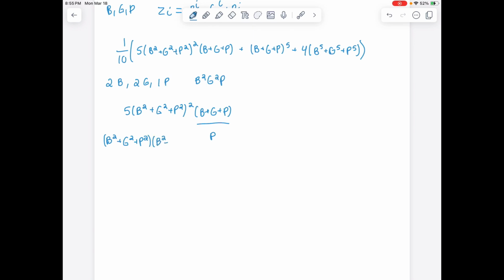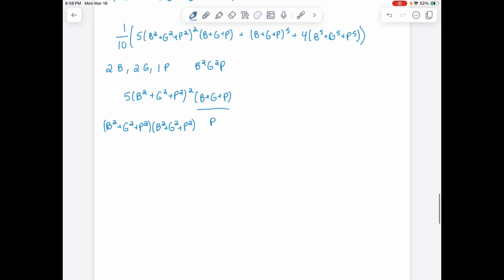So there are 2 ways then to make the necklace. We could choose the 2 blue beads from here. B squared is here, but also G squared is here. And that would make us choose the green from here. Or we could do the opposite. So this is 5 times 2 different ways to make that necklace from this first piece in our equation.